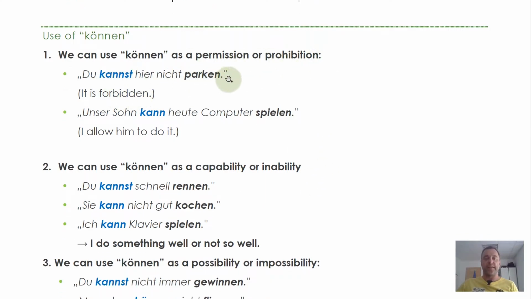Du kannst hier nicht parken, so you cannot park here. It's forbidden. Unser Sohn kann heute Computer spielen. Our son, word by word, can play computer today, so I allowed him to play a computer. So if we have a negation like nicht in here, it's a prohibition. If there's no negation in there, it's a permission.